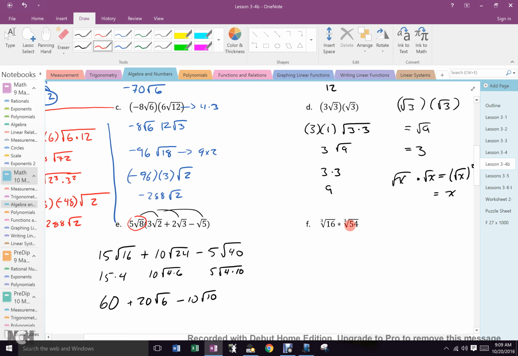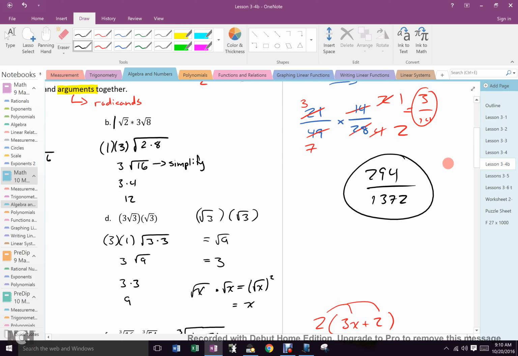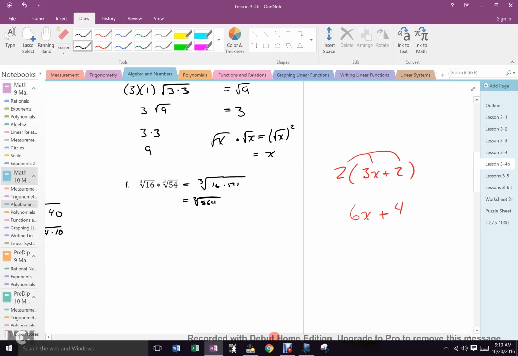So look at this one. Remember, you are allowed to make this the cube root of 16 times 54, which is the cube root of 864. Then you've got to make a redwood-sized factor tree, don't you? Right? I don't want to do that. Just like I don't want to simplify 294 over 1,372. So what do I do here first?